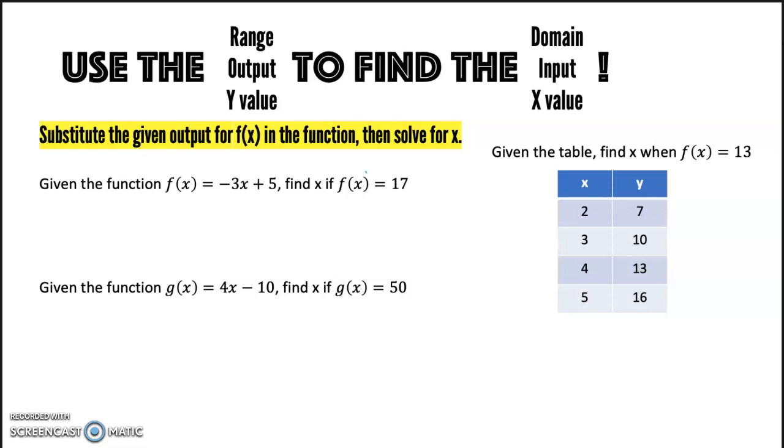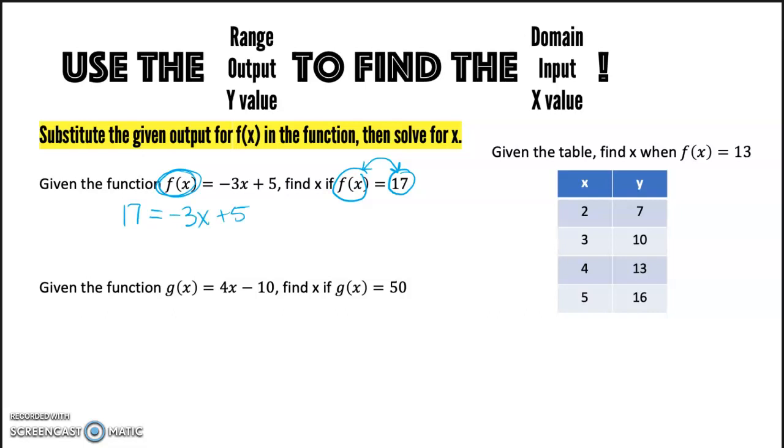So f of x and 17 are the same exact thing. They are equal, so that means they are interchangeable in our equation. So what I'm going to do is replace it over here. I'm going to rewrite this. Instead of writing f of x, we know that f of x is 17, so I'm going to write 17 equals, and the rest is the same, negative 3x plus 5.